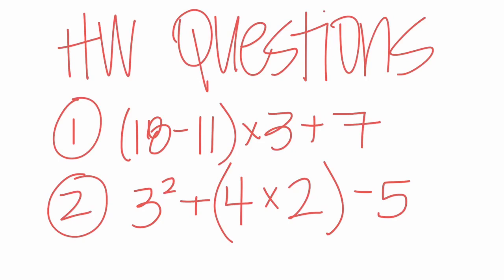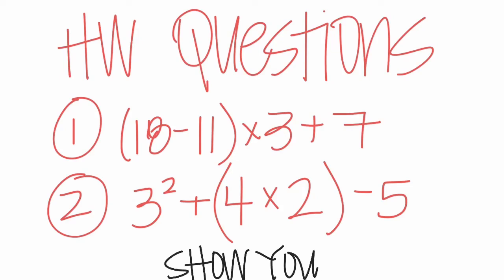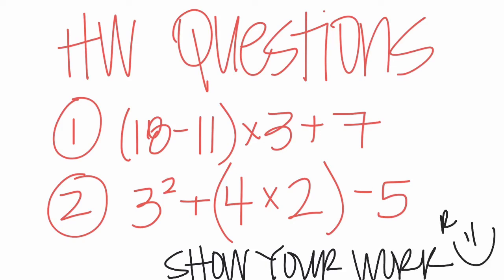You have 2 homework questions. 18 minus 11 times 3 plus 7. And then the second one is 3 squared plus 4 times 2 minus 5. I want you to show your work. And the second thing I want you to do after you show your work is put a smiley face in the top right corner.